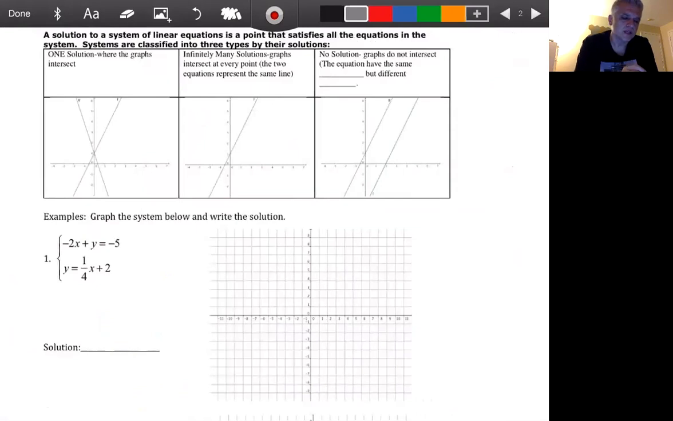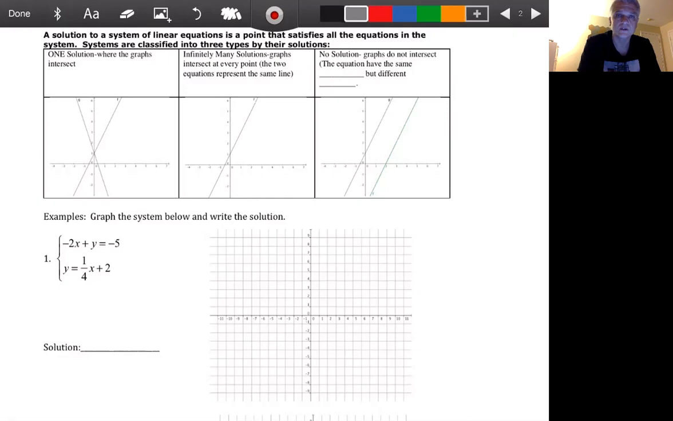So it says a solution to any system is simply a point or more than one point that satisfies any equation in the system. Okay, it has to satisfy all of them. So if I put the coordinate pair (3, 4) into any system and it works for every single one, then (3, 4) is a solution.